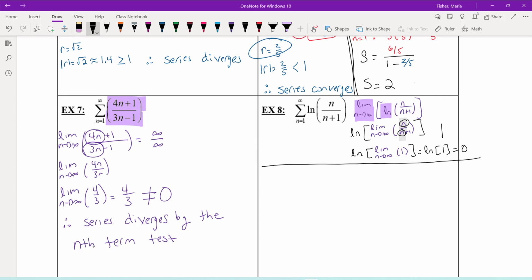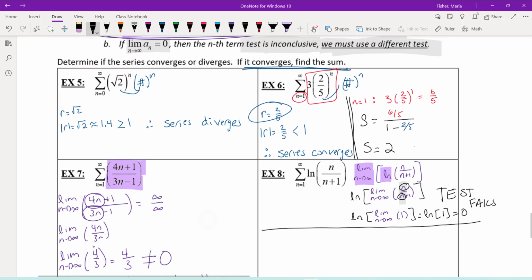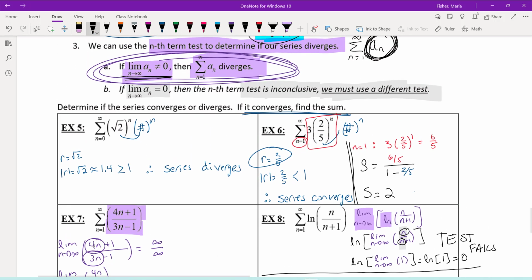What does that mean? My test fails. Why does the test fail? Because for the nth term test, if you end up with 0, it tells you nothing, it's inconclusive. We got to choose a different test. So the only other option is to make this into telescoping. Why? Because there's no way I can make that into something that's geometric.